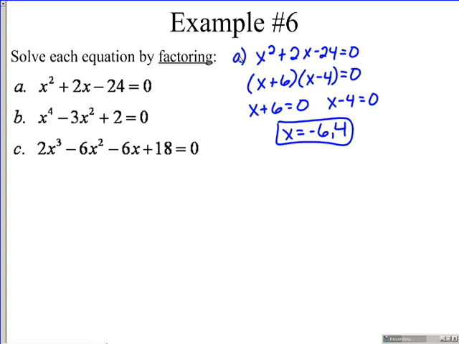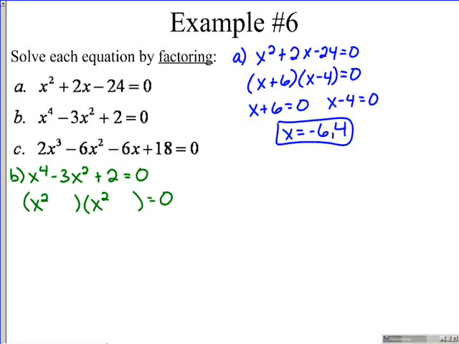Letter B, x to the fourth minus 3x squared plus 2 equals 0. Once again, we're going to solve this the same way we did in letter A, only now instead of our factors being linear factors, x plus 6 and x minus 4, we're going to have quadratic factors here so that when we multiply it, we get back to our x to the fourth. So we have x squared and x squared instead of x and x.